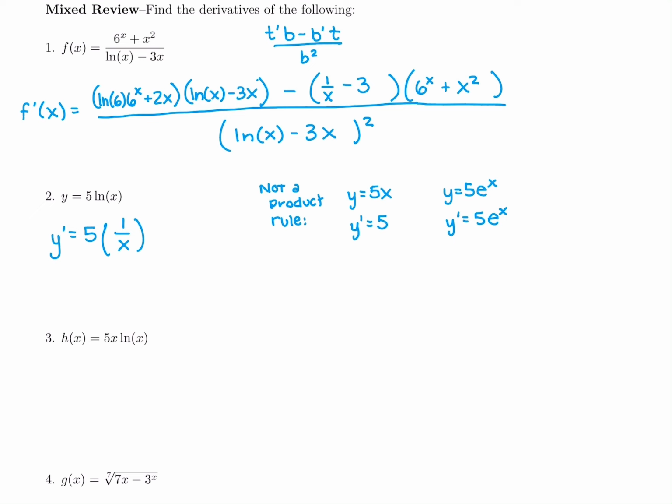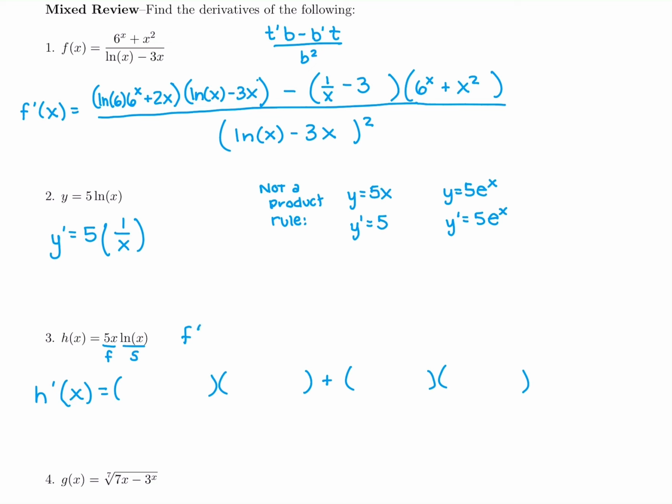We have 5x times the natural log of x. We have a first factor and a second factor, both with x's in them. So now this one is a product rule. It's not like having 5x cubed where you just bring down the power, subtract from the new power, and keep that 5. We have 5x times ln of x, 2 x terms. So I'm going to use the product rule. I'm going to do derivative of the first, original second, plus derivative of the second times the original first.